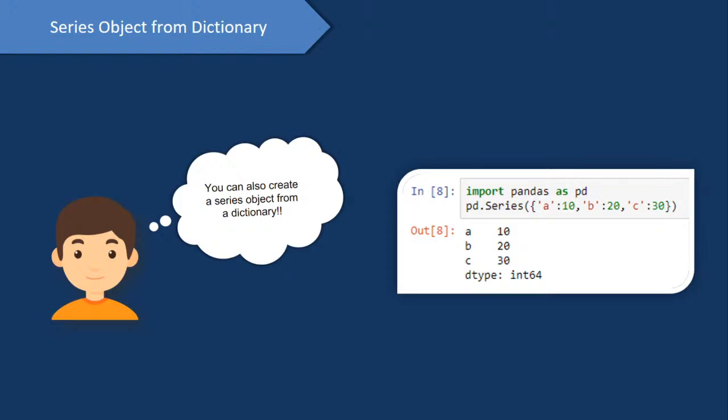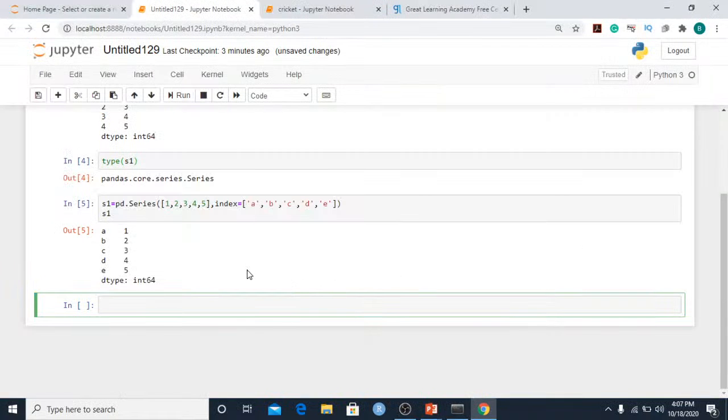So earlier we had created a series object from a list. Now let's see how to create a series object from a dictionary. So dictionary, you can consider it to be a data structure which comprises key value pairs. So as you see over here, inside this we are passing in this dictionary where we have the set of key value pairs. So here we have A, 10, B, 20, and C, 30. So A, B, and C are the keys, 10, 20, and 30 are the values. Let me head back over here.